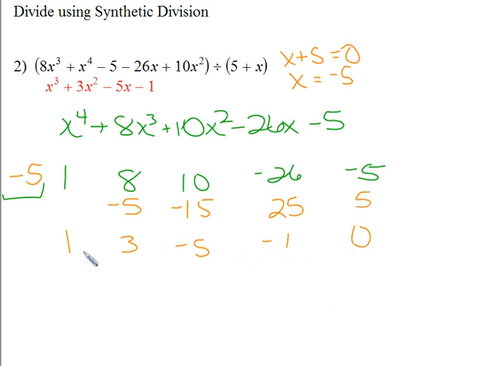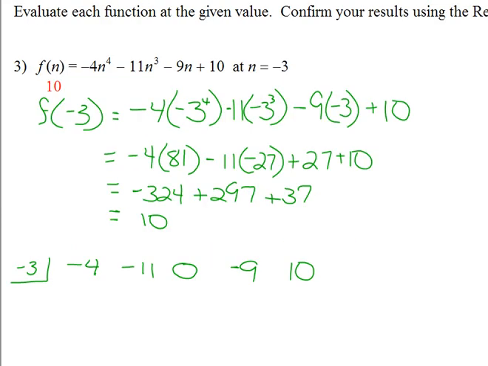Now, what to do with this? You're going to add those variables back in. And you're going to start with the variable that is 1 degree less than what you started with. So since I started with a 4, this one's going to start with a 3. And I'm going to have x cubed plus 3x squared minus 5x minus 1. And you can see that's what that equals. Let's move on to number 3.